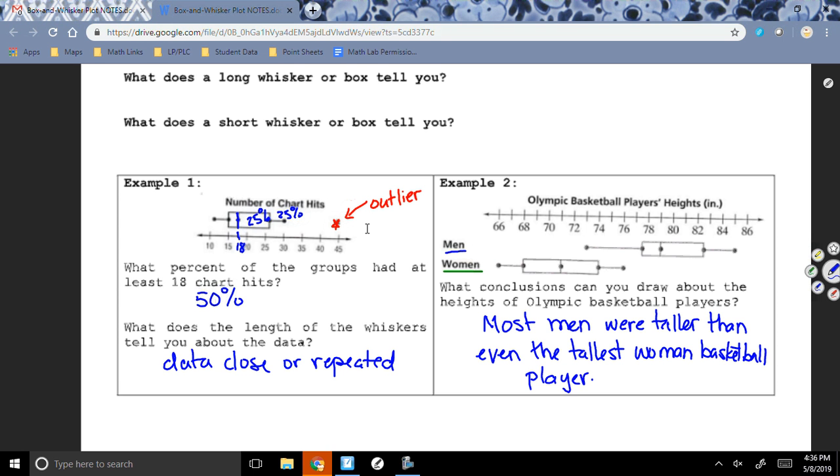All right. So now we're going to get a chance to try out making some box and whisker plots. So your steps are on the other side of your note sheet. Make sure you are referring to that if you get stuck.